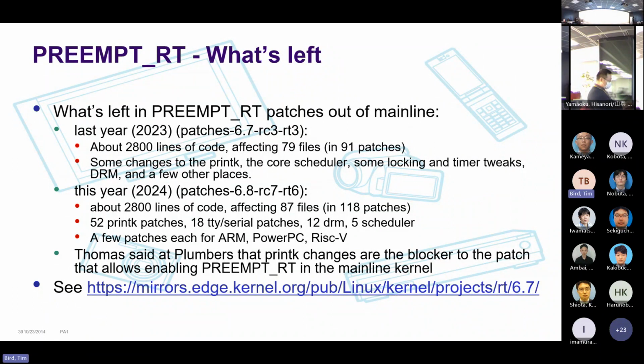Last year, sometime in the fall, I think in October or November, I was looking at it, and there were 91 patches, 79 files, 2,800 lines of code. And this year, as of today, there's 118 patches. So we've gotten more patches. It's affecting 87 files, affecting more files. It's still about 2,800 lines of code, which is not very much. If you are applying patches to the Linux kernel, 100 patches and 2,800 lines of code, that's not a lot. If you look at where they are, 52 of those patches are just for printk.